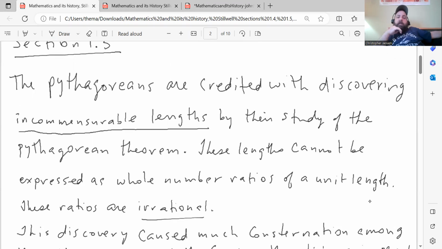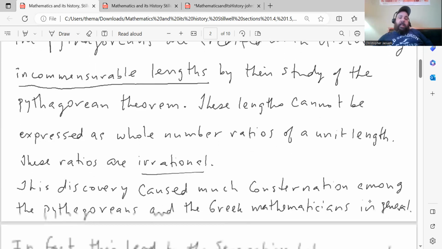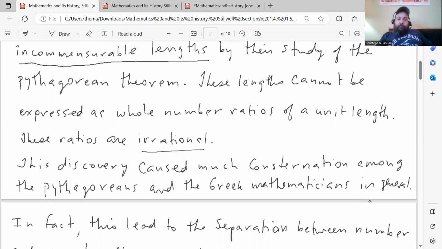So the Pythagoreans are credited with discovering incommensurable lengths by their study of the Pythagorean theorem. In other words, these lengths cannot be expressed as whole number ratios of a unit length. So they're not ratios of integers, so they're not rational. Then that means that these ratios are irrational. And that was a problem for the Pythagoreans in particular, but for the ancient Greek mathematicians in general, because they built their theory around the fact that everything could be expressed in mathematics. By mathematics, they meant rational numbers.